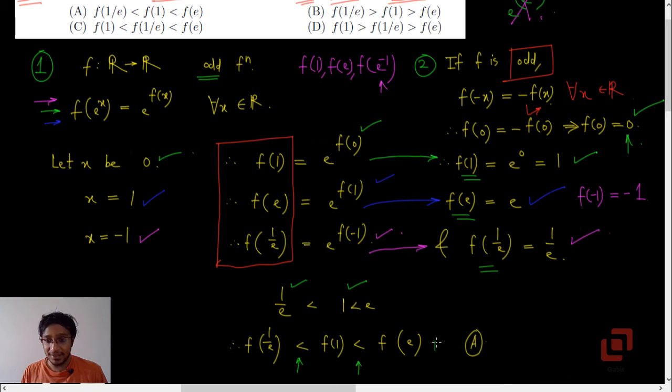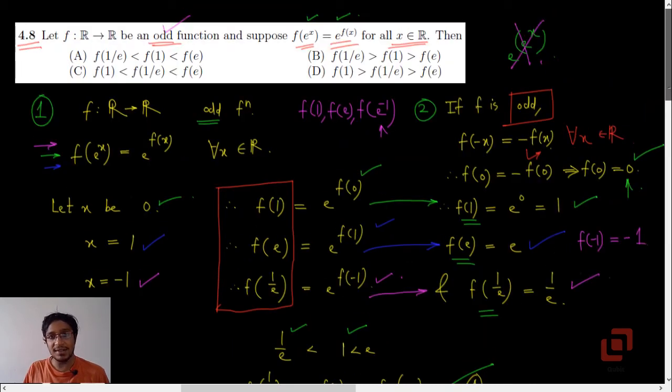Now, even if you get the result correctly, if the options are similar, then there are chances that you may end up marking the incorrect option, so please don't do that. Please read the options carefully. Here there is no problem: 1 upon e, 1, e, they are in ascending order. So it is option A.